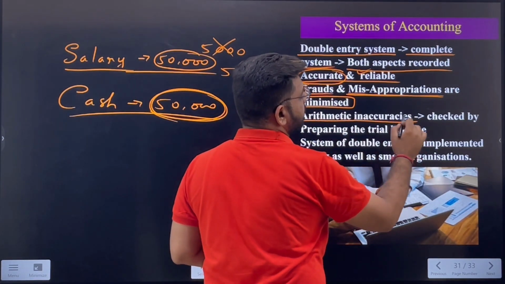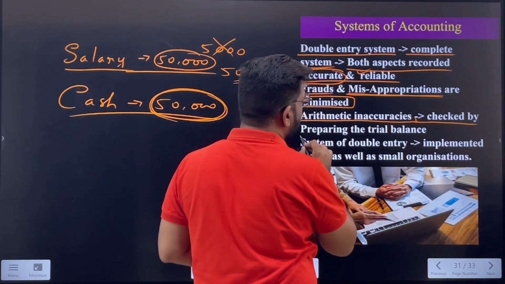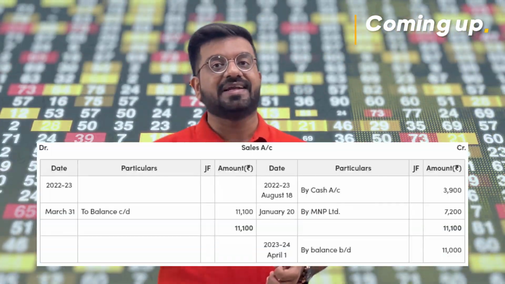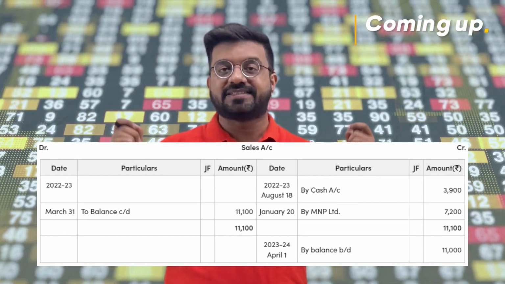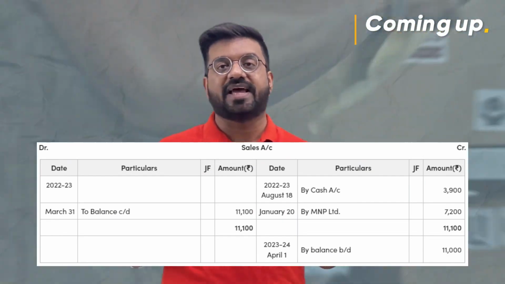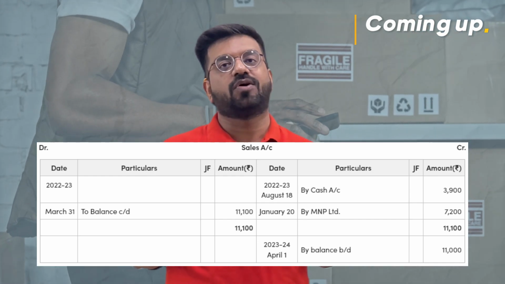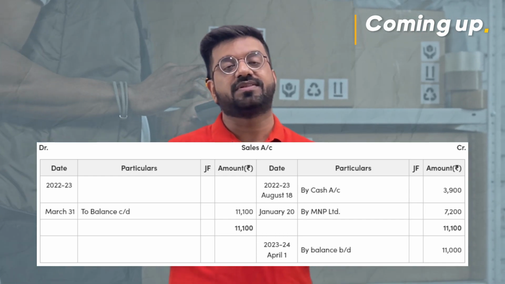Arithmetic inaccuracies are also checked by preparing the trial balance. As I just told you, if the debit side is equal to the credit side, it simply means that the accounts have been prepared on a best basis. There are no frauds, there are no inaccuracies, everything is accurate and reliable.